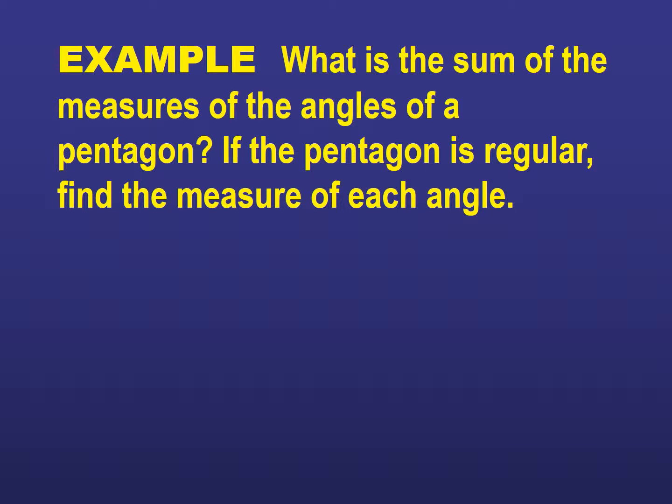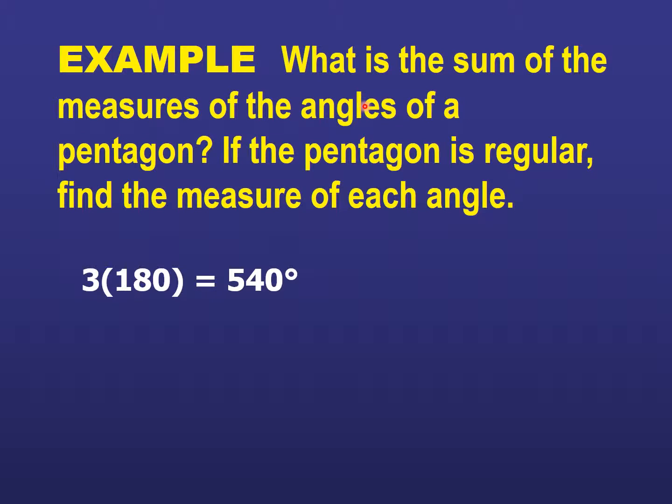So let's look at an example. What is the sum of the measure of angles of a pentagon? And if the pentagon is regular, that means all the angles are the same. Find the measure of each angle. Well, we know a pentagon is 5 sides. And so if a pentagon is 5 sides, then the number of triangles it's going to have will be 3, because 5 minus 2 is 3. So we have 3 triangles times 180 degrees for each triangle, and we get 540 degrees. That is the sum of the measure of the angles.